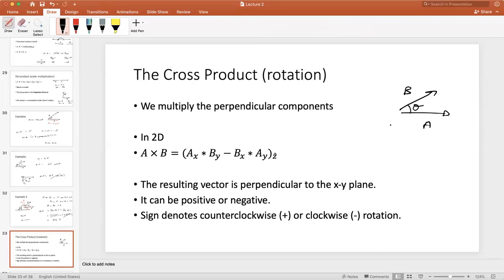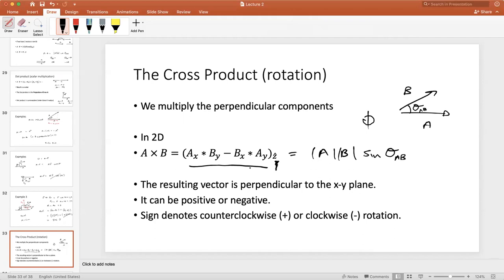So if A and B only have components in the x and y direction, in 2 dimensions, A cross B is actually this. You're multiplying the perpendicular components. It, however, is equal to the magnitude of A times the magnitude of B times sine of the angle between A and B. I'll usually write this as a phi, but I wrote it as theta in there. So the resulting vector is actually perpendicular. That's what this part says.